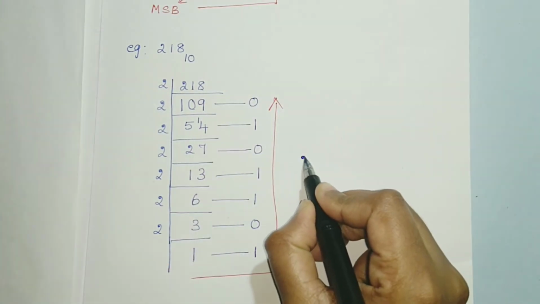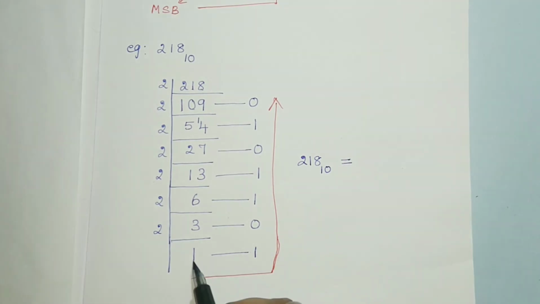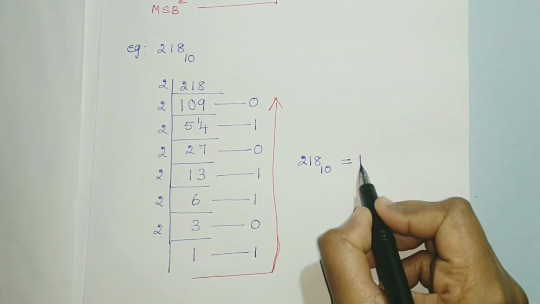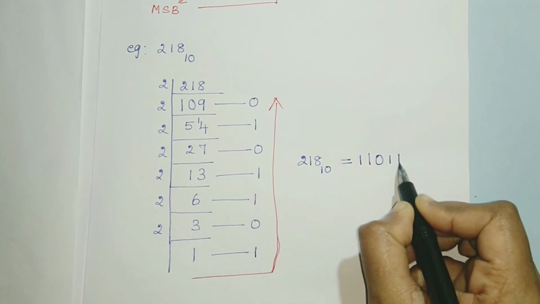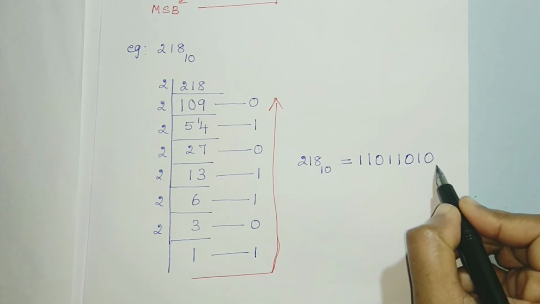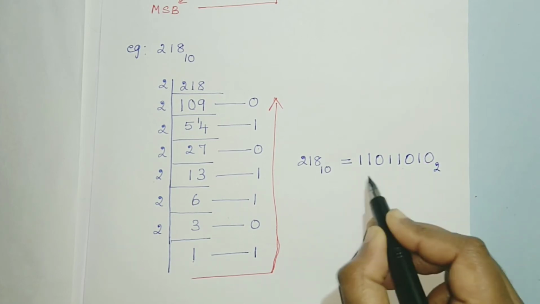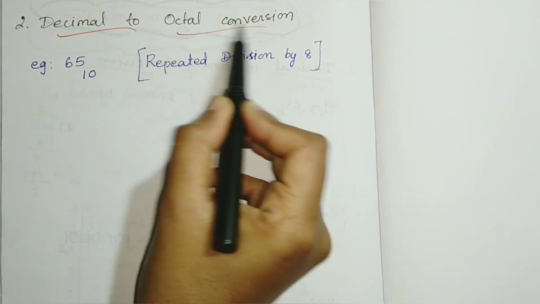So for decimal 218 the binary equivalent is 1 1 0 1 1 0 1 0. So from bottom to top you should write, and finally end up with the base 2. So the next one is decimal to octal conversion.